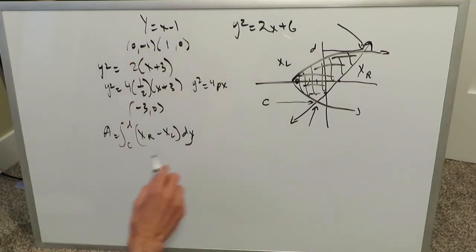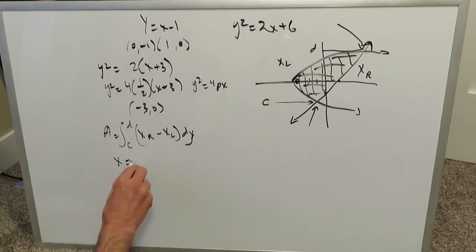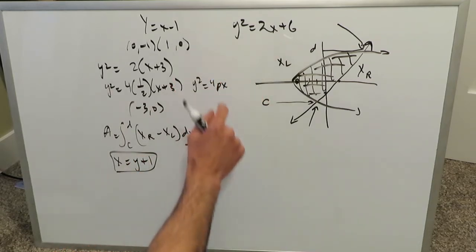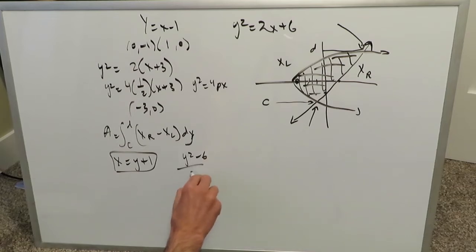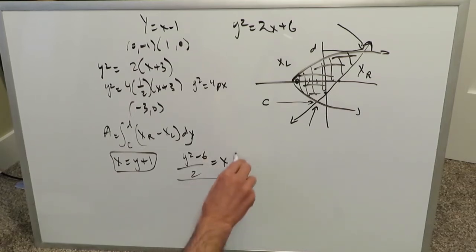Y equals x minus 1 becomes x is equal to y plus 1. Well, that's one equation form right here. This one right here has to be converted into x equals format. Y squared minus 6 divided by 2 is equal to x. Well, this is my other equation.